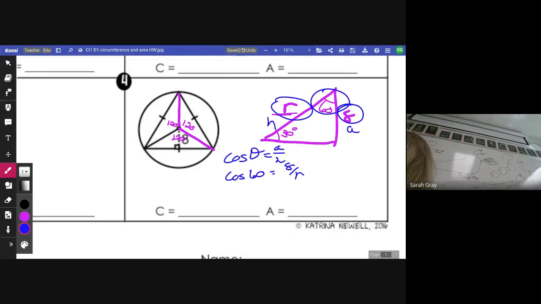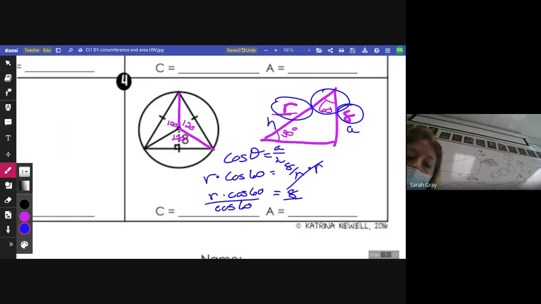This is where we always mess up, because we just multiply both sides by 8 and call it done. You need to multiply by the denominator or it doesn't cancel. Okay, those R's cancel and you're left with 8 equals R times cosine 60. Can't really do anything there. So now we have to divide by cosine 60 to get R by itself.